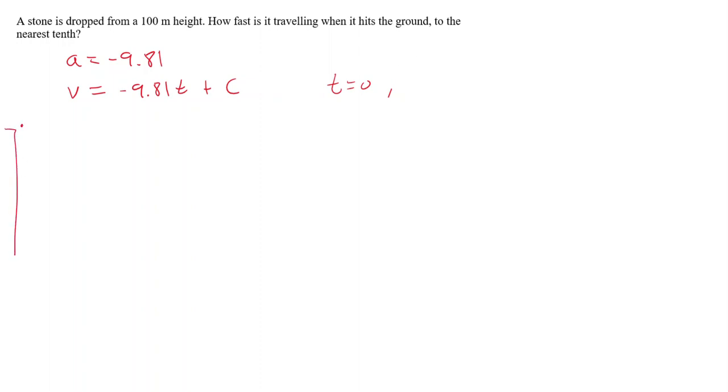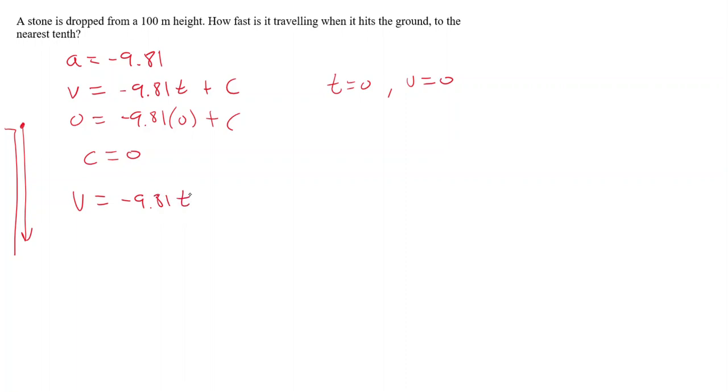If you think about it, we've got some stone, and we're just letting it go and dropping it. Right at the beginning, it starts at a speed, or a velocity, of 0. So we can say v is equal to 0 at the beginning, and then it starts to speed up along the way. So our initial condition gives 0 is equal to negative 9.81 times 0 plus c. So c is just equal to 0. Our velocity function is just negative 9.81 t, plus 0, so just that.